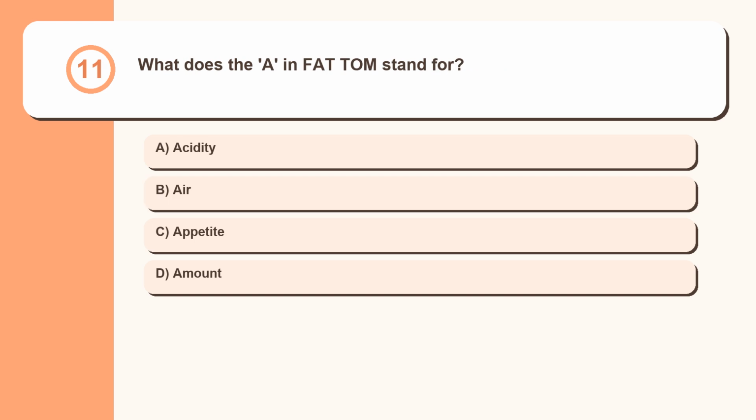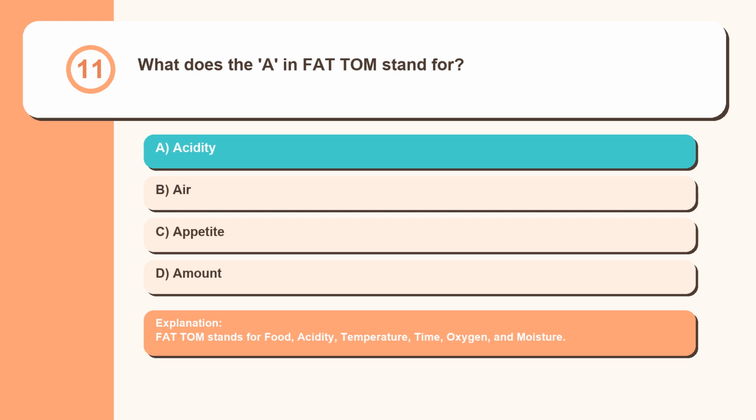Question 11. What does the "T" in FAT TOM stand for? Acidity, air, appetite, amount. FAT TOM stands for food, acidity, temperature, time, oxygen, and moisture.